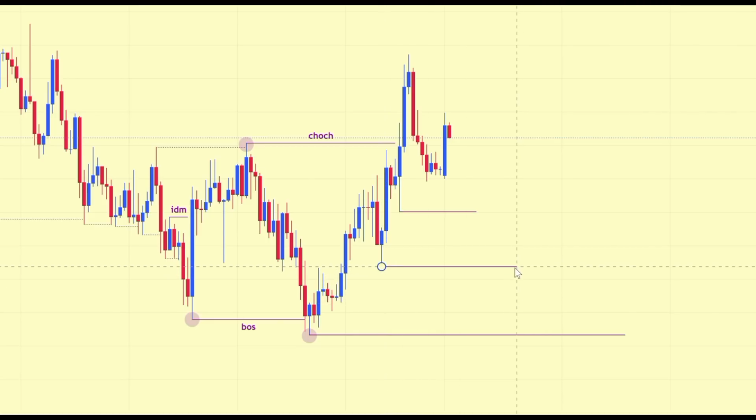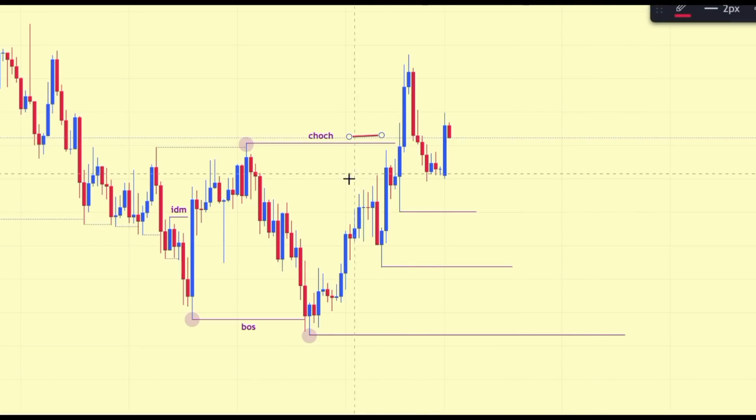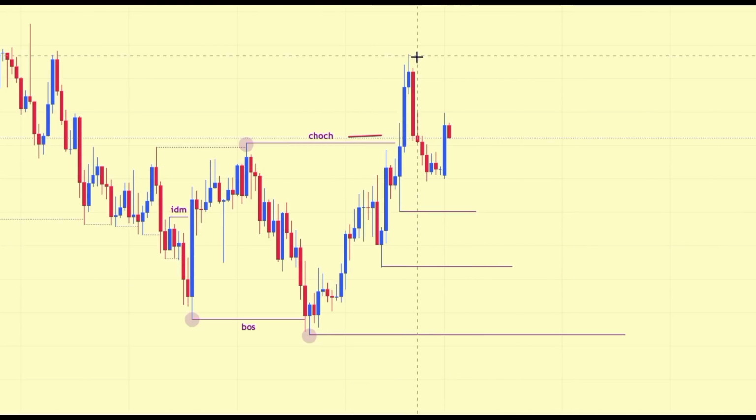I mean minor inducement, because it occurred before the change of character. We can clearly see the change of character here, and this pullback occurred before the change of character. Right, so for me to start marking the POIs, in that case the order flows, or if the order flows are mitigated, then shift to the secondary option, that is the order blocks. Then I will need to wait for the inducement to be taken out, and in this case our minor inducement is the one that is available on our trading range. Alright, so right now let me run price and see what price does.